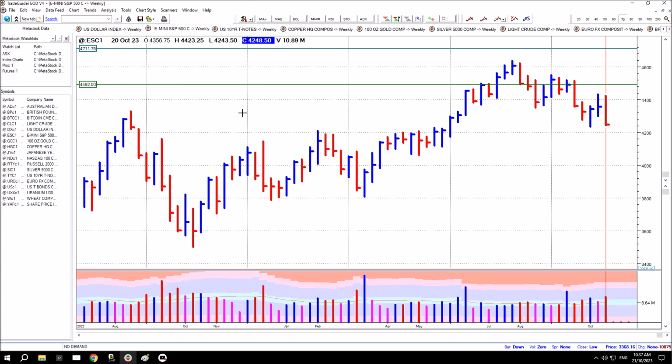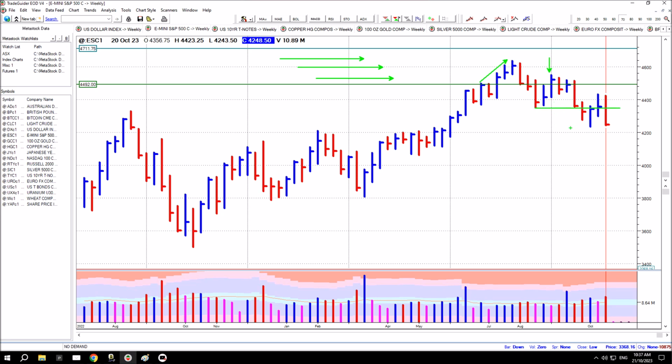Next chart is the E-mini S&P. We've got an important resistance zone above. That's this zone that's marked up here, which the market tested through here, and it failed, tried to recover back here, and wasn't able to recover, and price pushed lower again.